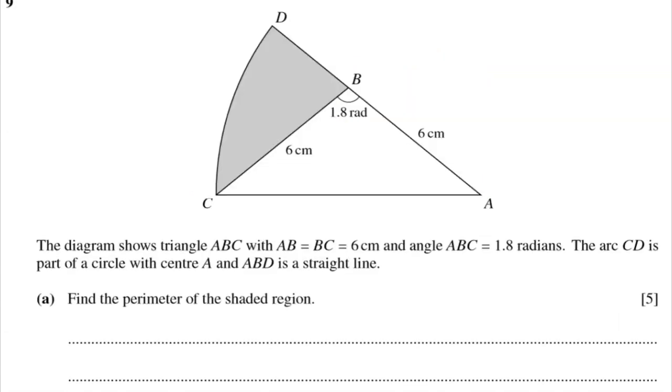Right, question 9. We have a sector of a circle with a triangle inside of it, and they give us an angle. In the triangle, it's an isosceles triangle. You see two sides, which are both 6 centimeters. The arc CD is part of a circle with center A. All right, so what we know is the radius of this circle is AC, and it's also AD. We don't actually know the radius, but it would be handy if we did. Find the perimeter of the shaded region.